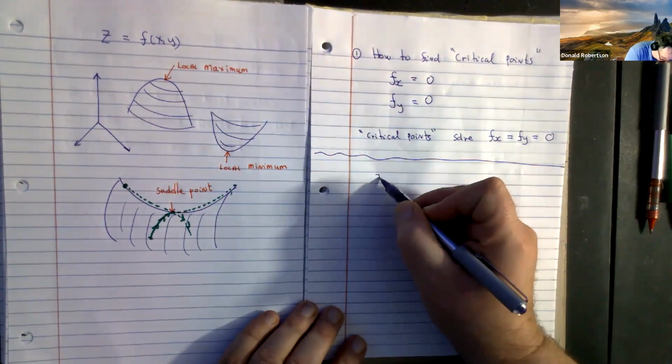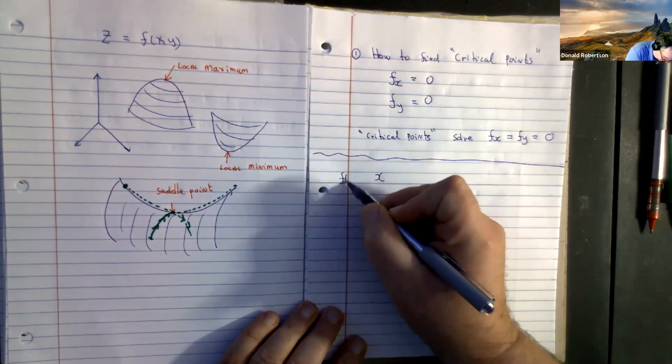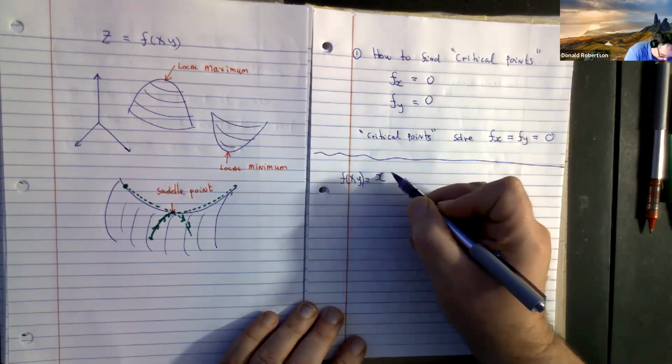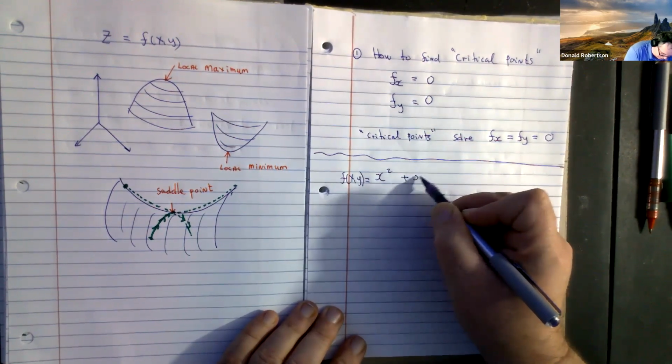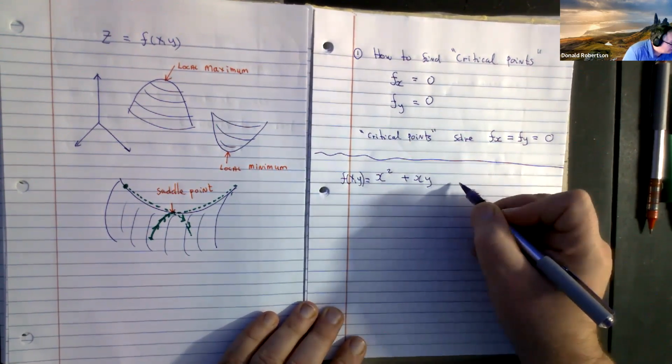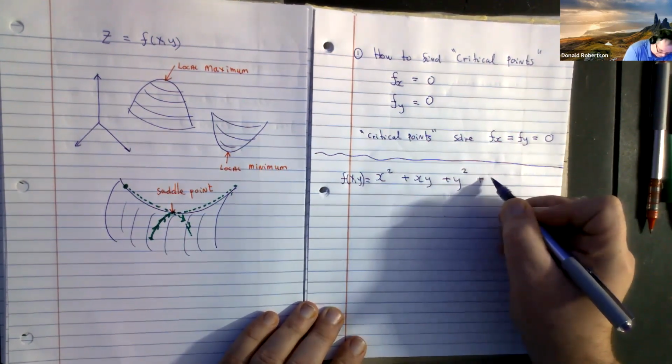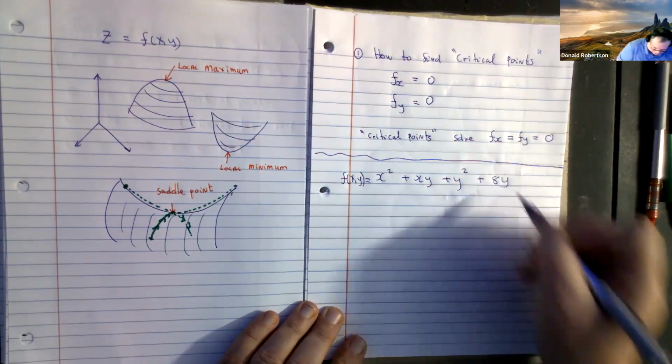So let's take an example of a function and let's find its critical points. It's x squared plus xy plus y squared plus 8y.